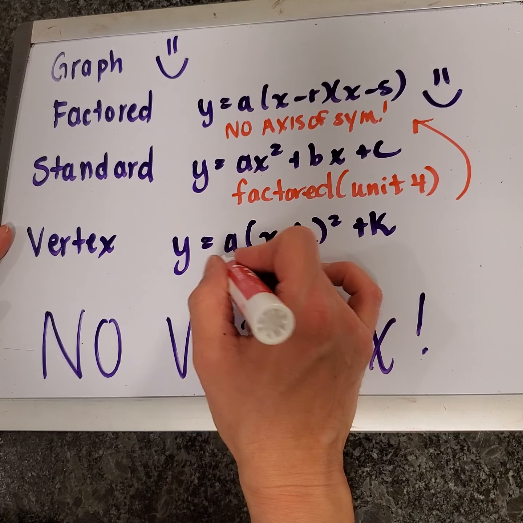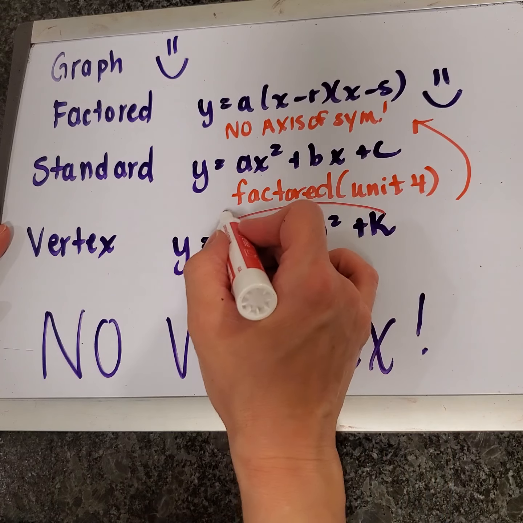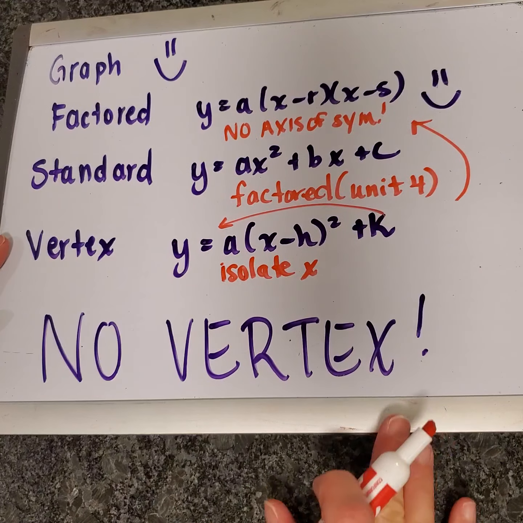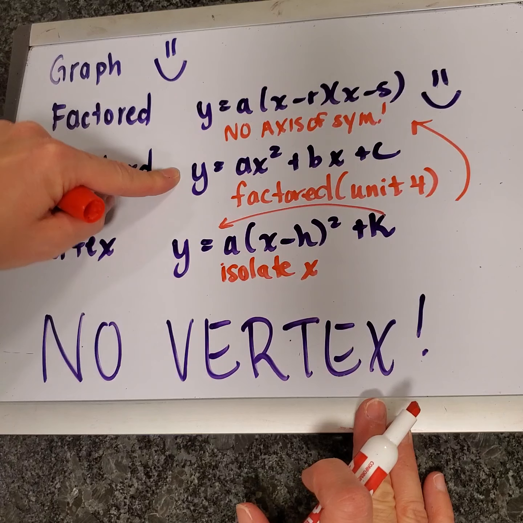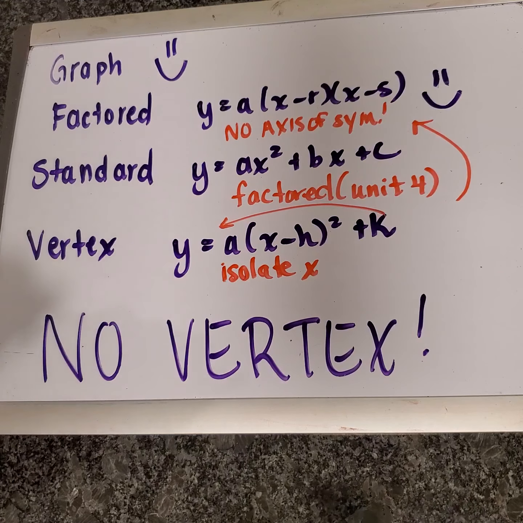From vertex form, we're not going to factor. From vertex form, it makes the most sense here to isolate x, to start bringing stuff to the other side of the equation. I've seen students convert this to standard form and then try to factor it, but those are the kids that run out of time on assessments. So you want to make sure you're very strategic in your choices.